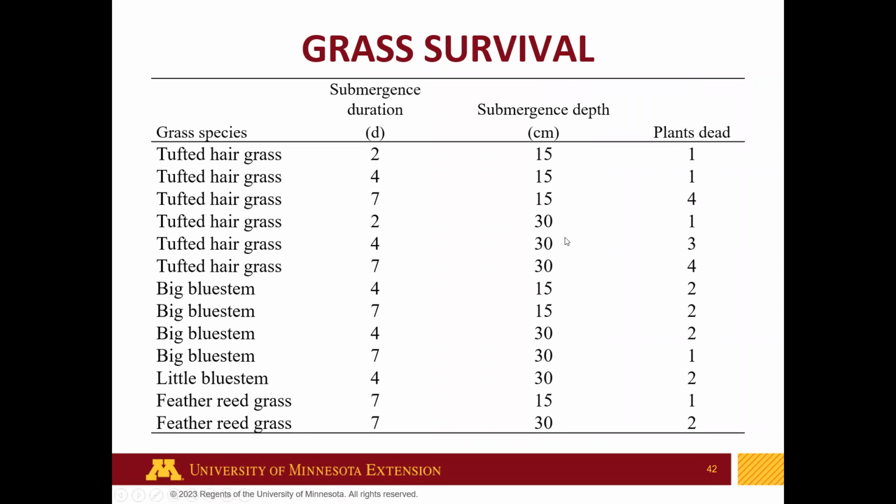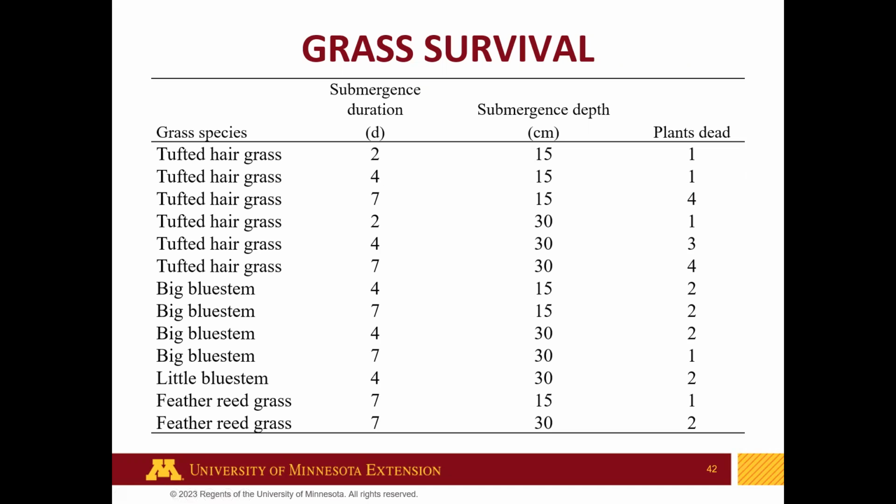Here is looking at the survival, and same setup as the previous study. We have a grass species in the left column, submergence duration right next to that, followed by submergence depth, and then the number of plants dead. And in this case, it would be out of 6. And you can see we lost a tremendous number of tufted hairgrass in the 2, 4, 7-day durations, as well as the 15 centimeter and 30 centimeter depths. Although at the higher depth, at 30 centimeter, we lost more plants. We lost 8 plants there versus 6 in the shallower depth.